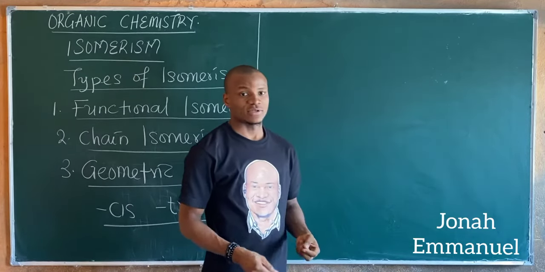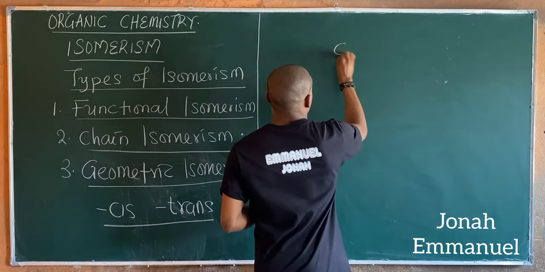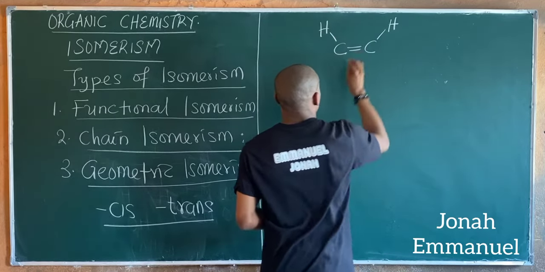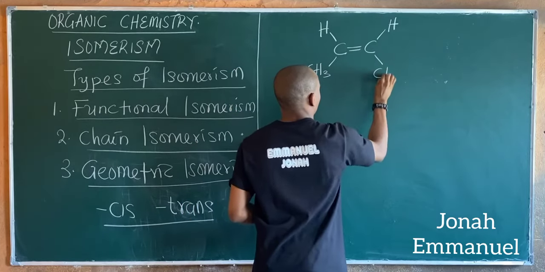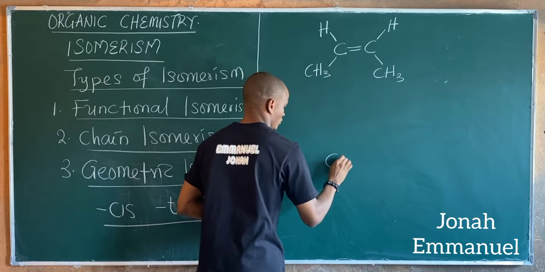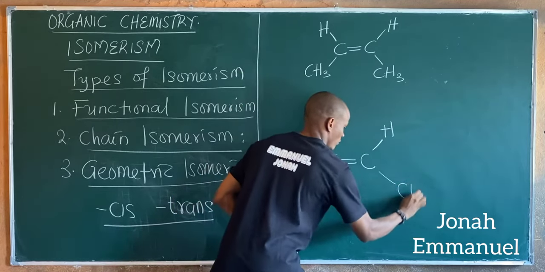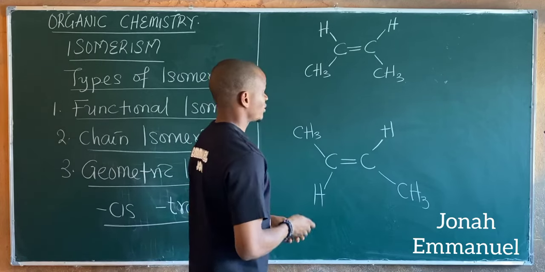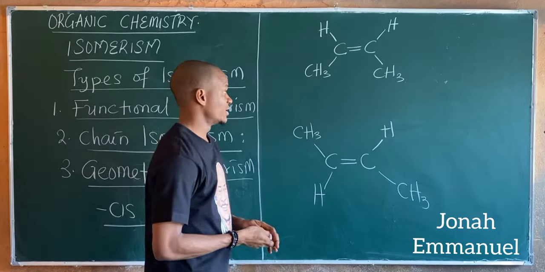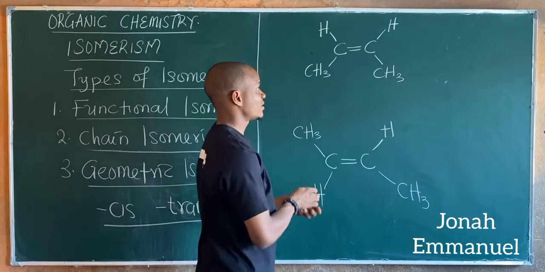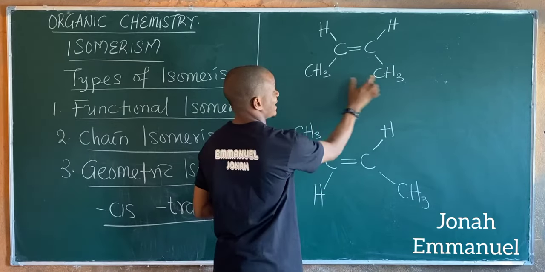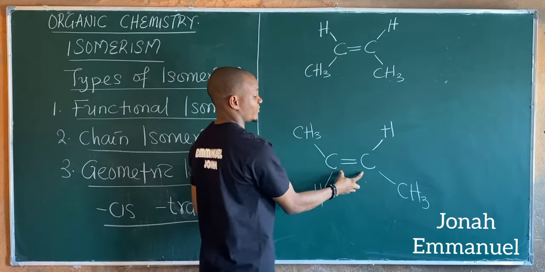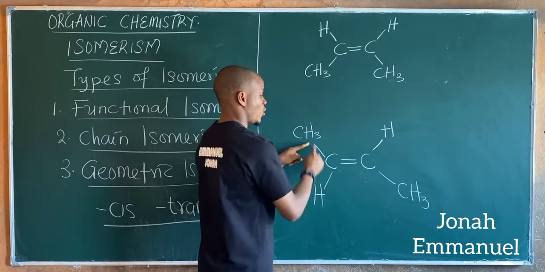Alright, so I'll take some examples and illustrate this. If I have a compound of this nature, and I have another compound of this nature. If you look at this and this, they are almost alike, but there is a difference. The major difference is that for this particular compound, the alkyl groups, being methyl, are in the same plane. While for this other compound, they are opposite to each other.